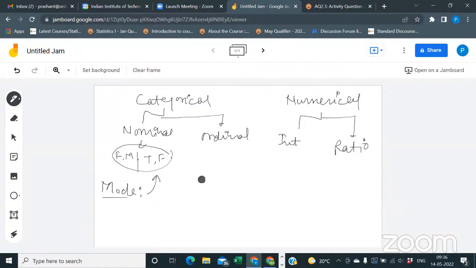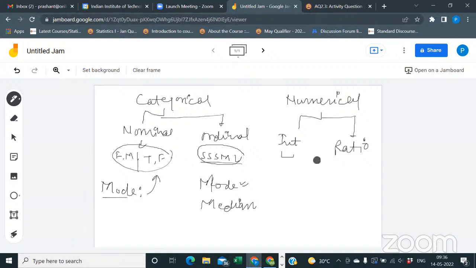And for ordinal data, I can use mode also. Median also. For ordinal data, suppose you have sizes of shirts, small, medium, large, or a rating, like Excellent, Great, Good. Then you can calculate the median. You can calculate the mode also.